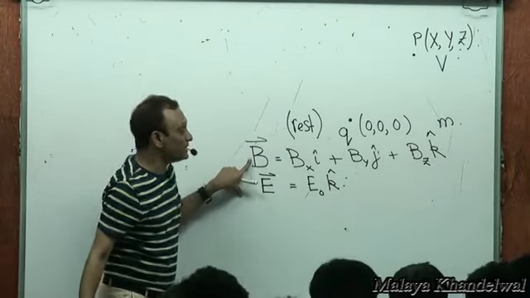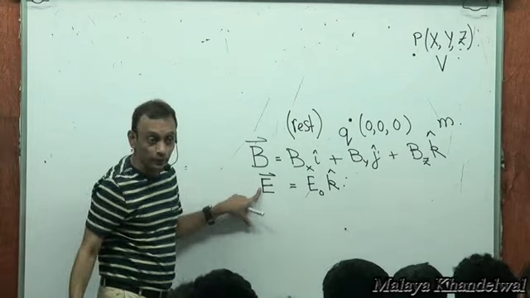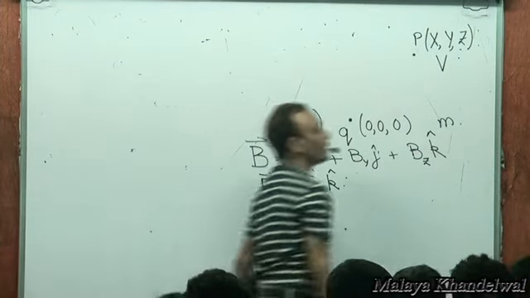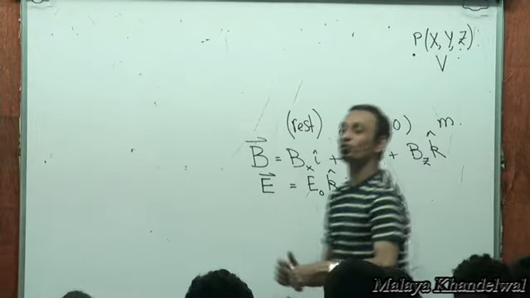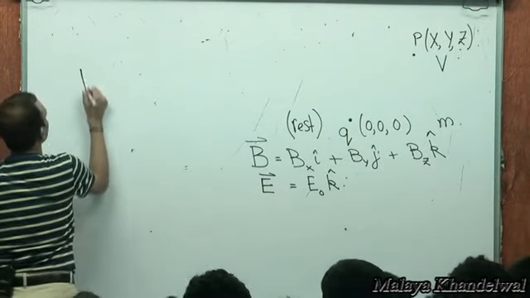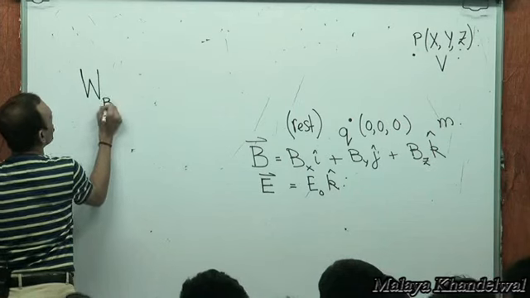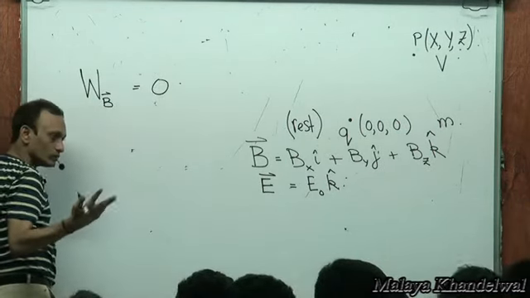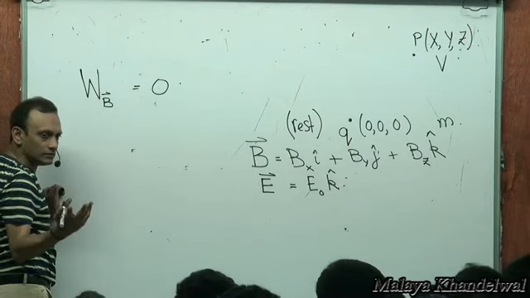Work done by B plus work done by E must be the change in kinetic energy, right? That's the work energy theorem. Now, work done by B will always be 0. Work done by the forces of the magnetic field will always be 0. It's a no work field, right?